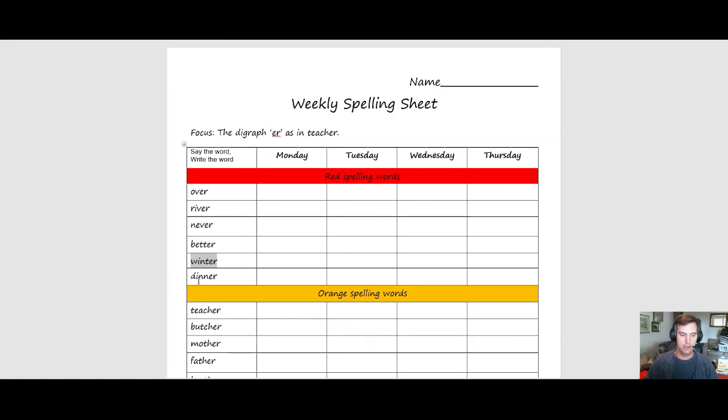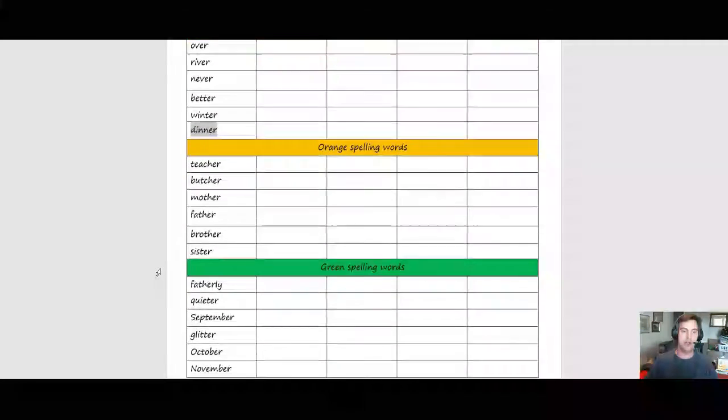W-I-N-T-E-R. Last word that we'll do the whole process with is dinner. Say the word dinner.